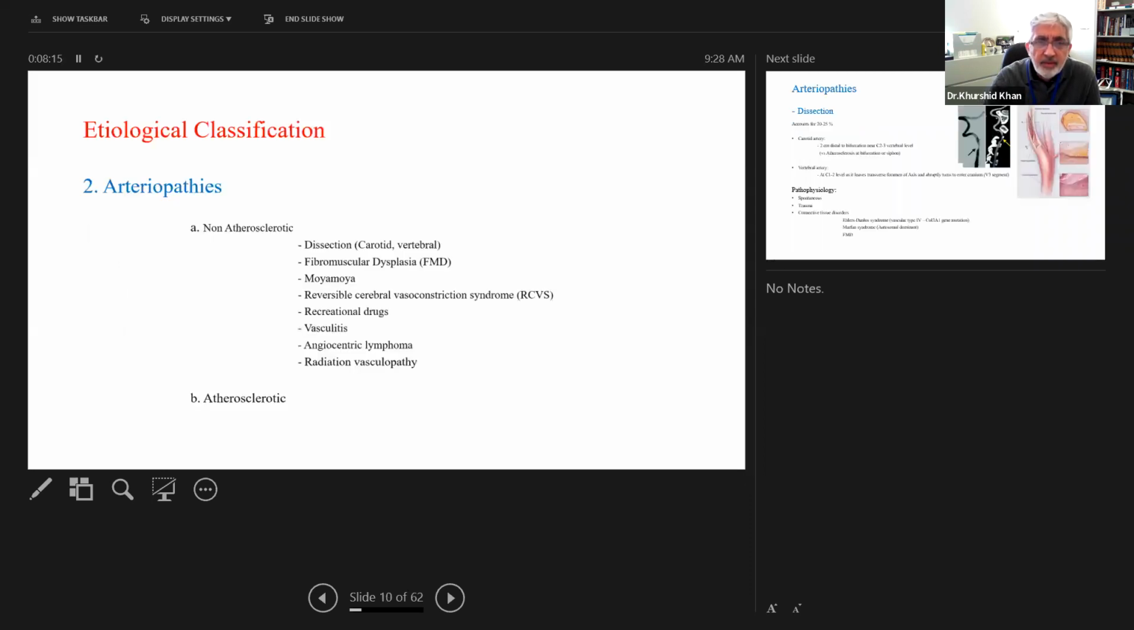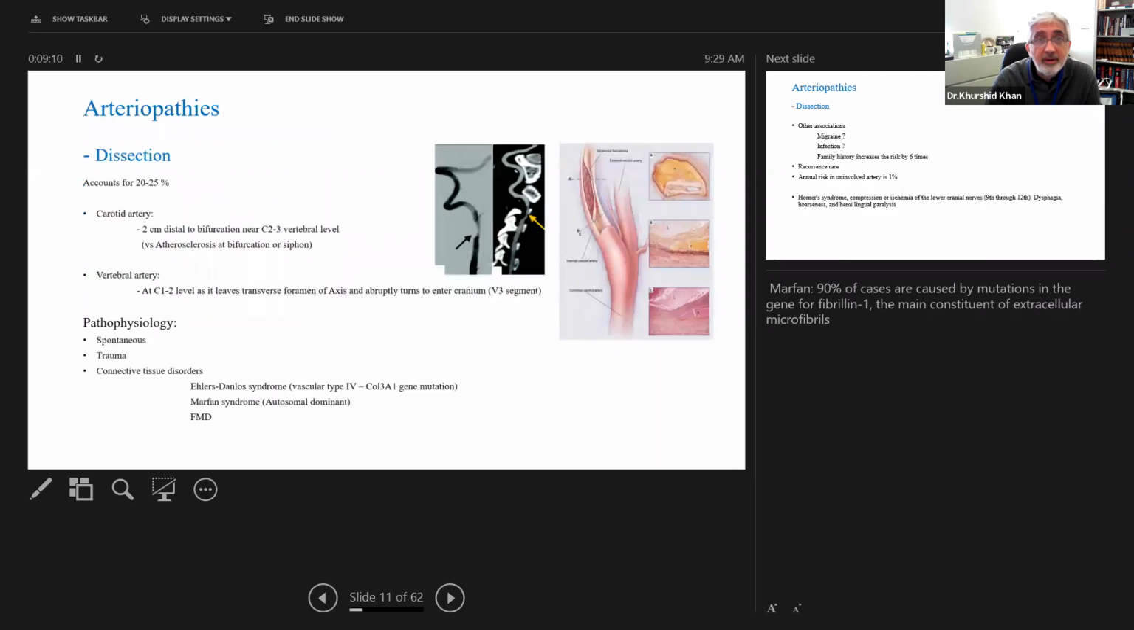So I'll just go through some of the etiological classification, divided into arteriopathies. The common non-atherosclerotic arteriopathies: dissection is one of the most common in younger individuals. It involves either the carotid or vertebral artery. Fibromuscular dysplasia, which may lead to dissection. Moyamoya, especially in the Japanese or the Asian population, may be seen. Reversible cerebrovascular vasoconstriction syndrome can lead to an ischemic stroke or hemorrhage, or even subarachnoid hemorrhage. Substance abuse is another important factor there. Vasculitis, intravascular lymphoma, and radiation-associated vasculopathy. And then the bigger group comes under the rubric of atherosclerotic arteriopathy.